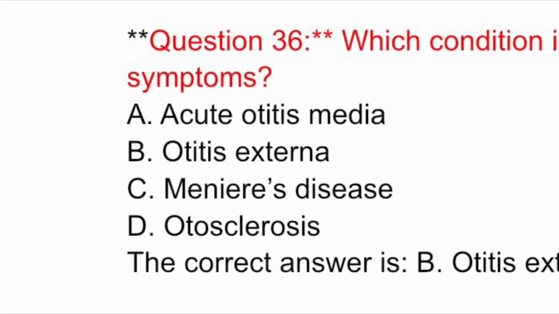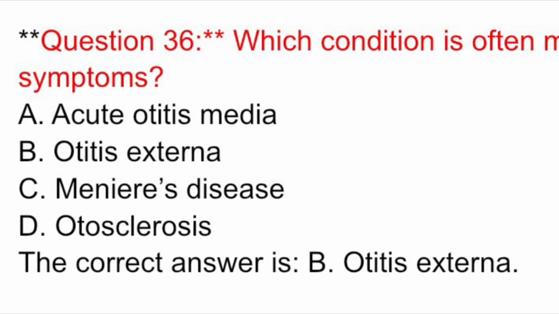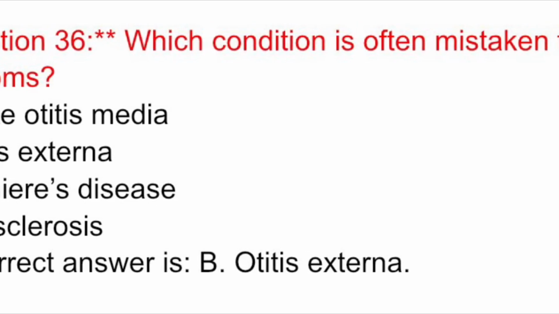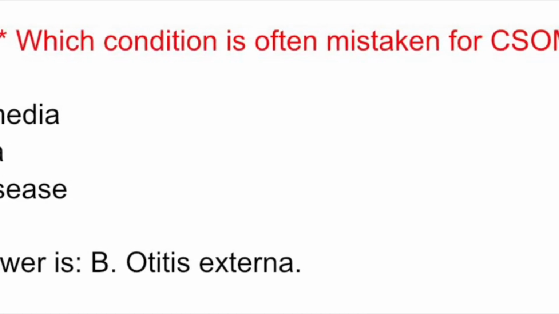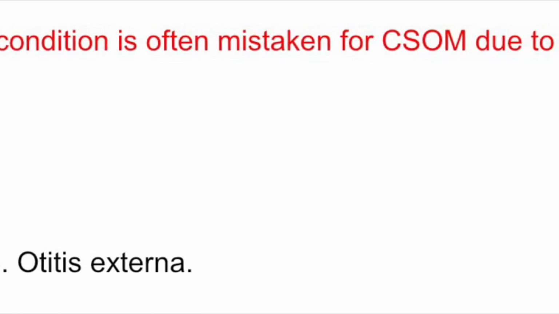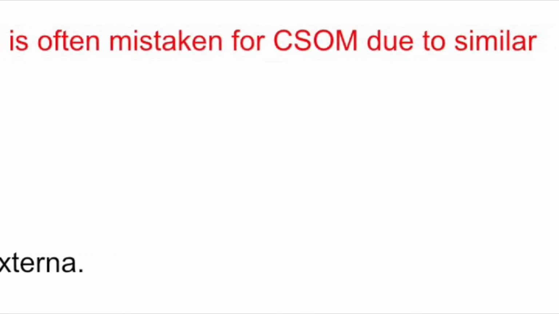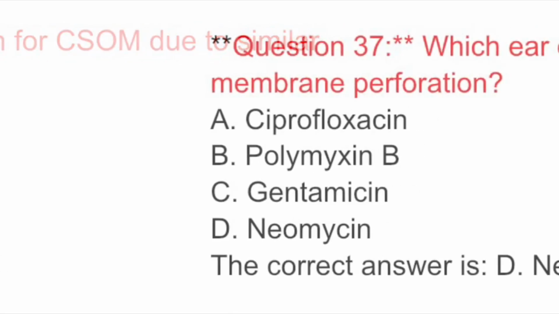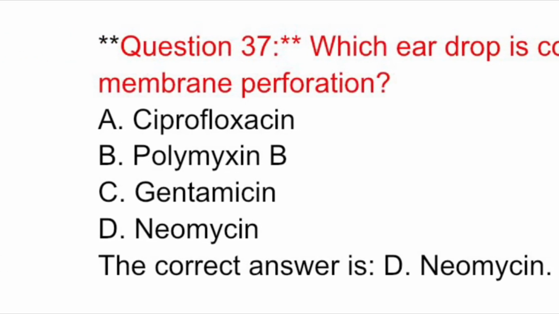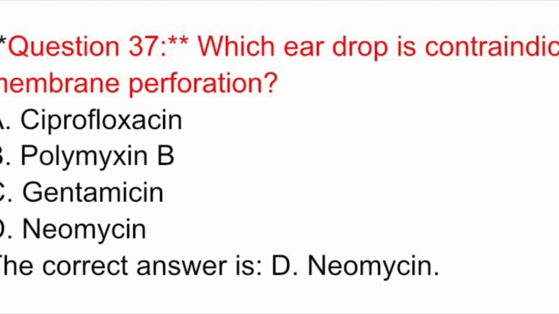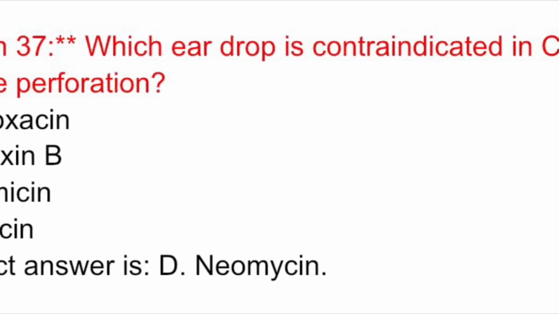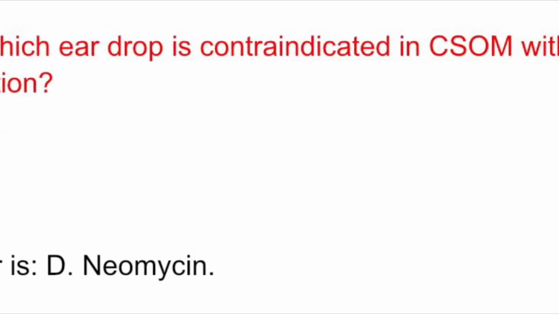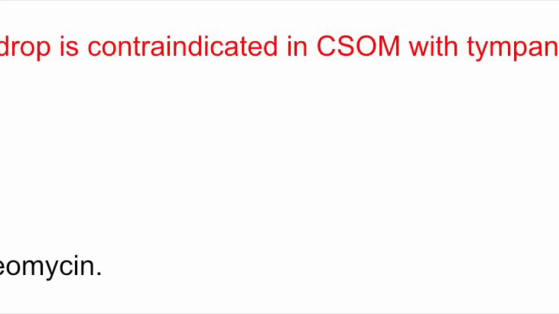Question 36. Which condition is often mistaken for CSOM due to similar symptoms? A. Acute otitis media. B. Otitis externa. C. Meniere's disease. D. Otosclerosis. The correct answer is B. Otitis externa. Question 37. Which ear drop is contraindicated in CSOM with tympanic membrane perforation? A. Ciprofloxacin. B. Polymyxin B. C. Gentamicin. D. Neomycin. The correct answer is D.